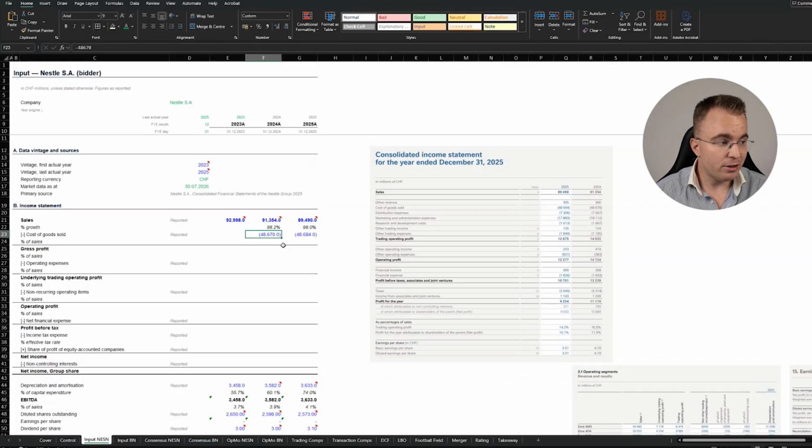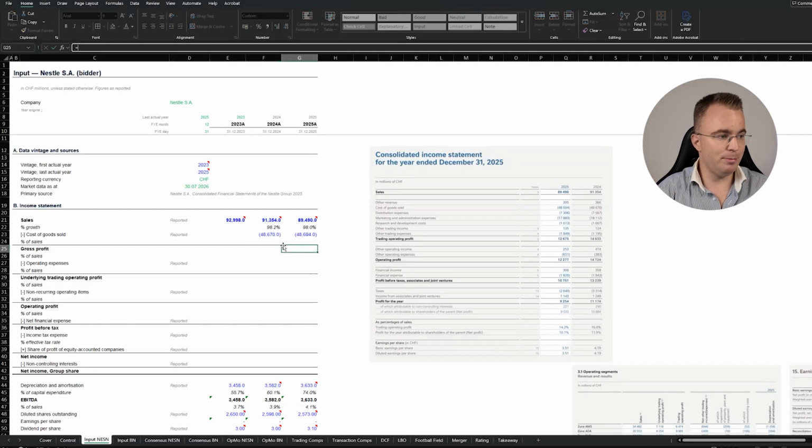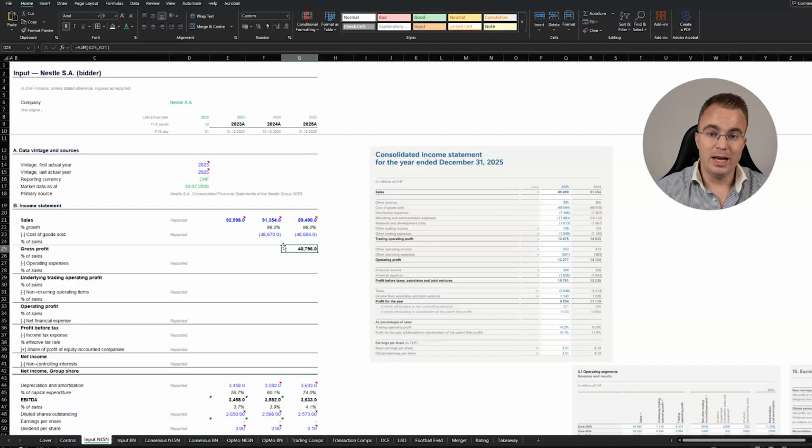And you see the standard convention in financial modeling is that you put expenses in as a negative figure, meaning you can then just simply take the sum of these items instead of having to do a minus in the formula. And like this, we already landed at the gross profit.